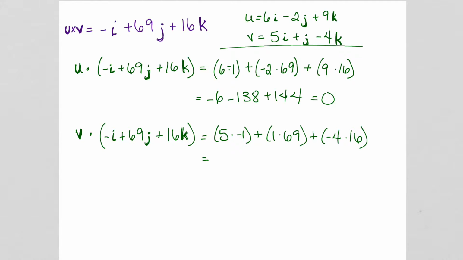I've got something written wrong on my paper, but negative 5 plus 69, minus 4 times 16. I don't have this written correctly. Let's see. 4 times 16 is 64. That's a negative 64. And yeah, we do get 0.